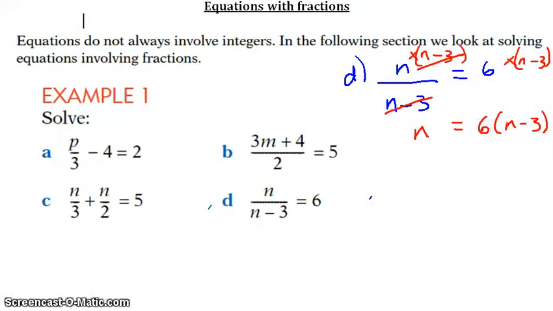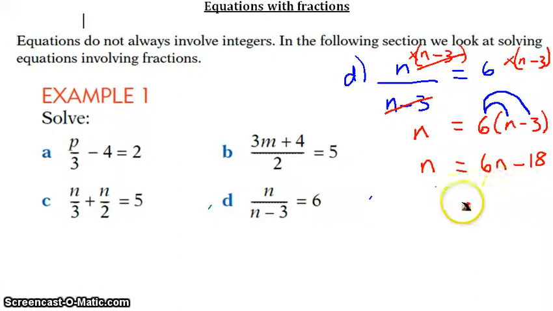Okay, and I need to expand that out. How I do that is I do 6 times the first term, 6 times the second term. So when I do that, I've got n on this side, which is what I want, and I've got 6n minus 18, because 6 times n is 6n, and 6 times minus 3 is minus 18. Getting closer to an answer that I want.